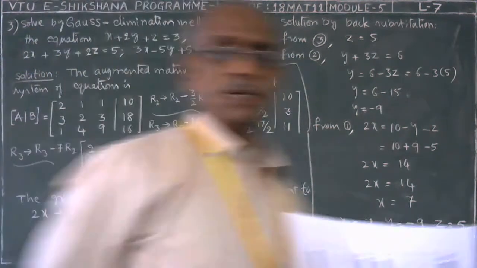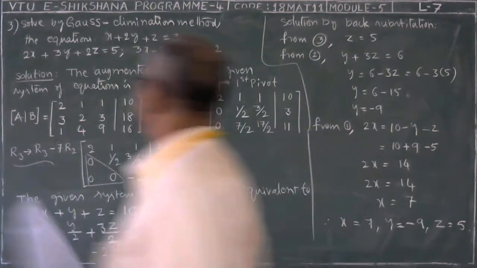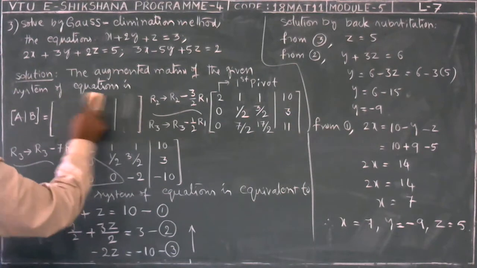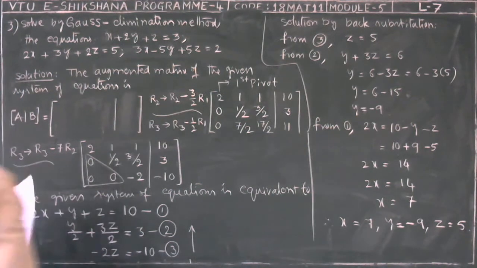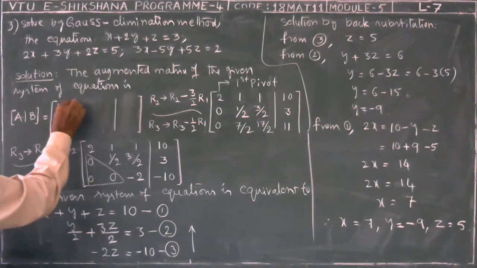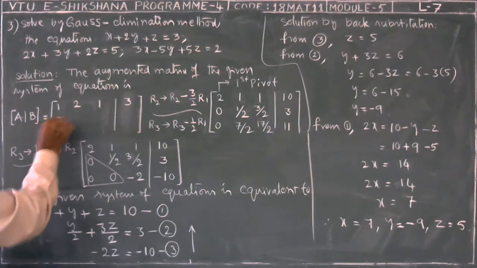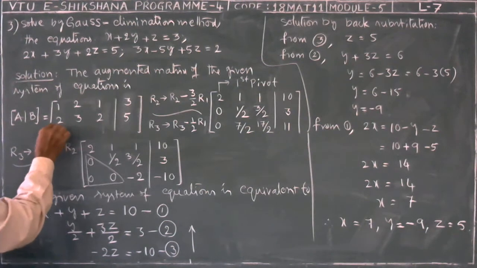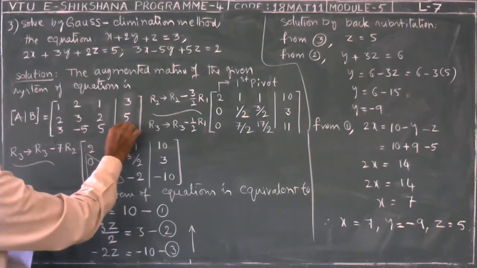Okay. As a first step, let us write the augmented matrix of the given system of equations. The augmented matrix of the given system of equations is 1, 2, 1, 3, 2, 3, 2, 5, 3, minus 5, 5, 3.